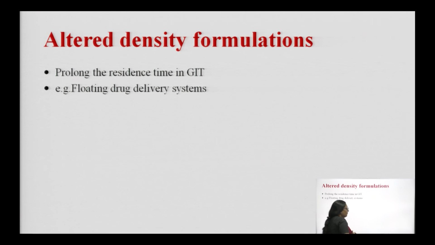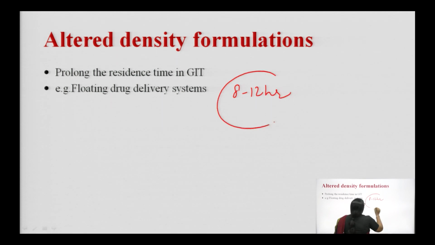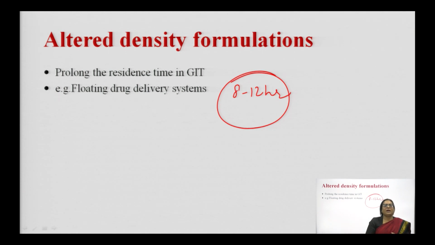Lastly, we have altered density formulations. These basically act by mechanism of prolonging the residence time of the drug in GIT. One major limitation of gastrointestinal tract is the residence time of the dosage form, which is restricted to 8 to 12 hours. So, even if we imagine a drug release for 24 hours, the system will not be there in the body for more than 12 hours.